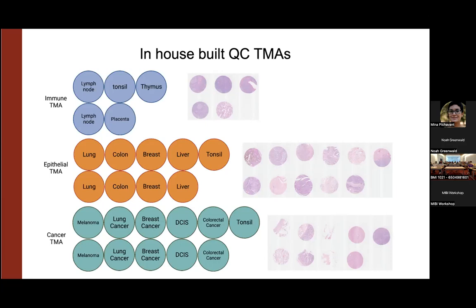The other one is the epithelial TMA, and epithelial cells are found in many organs in your body. So we have a lot of antibodies that target different states of epithelial cells, and this is a great TMA to validate those antibodies. Finally, we have a cancer TMA. We also study a lot of tumor microenvironments and the proteins that are expressed there, so we use the cancer TMA to validate those antibodies.